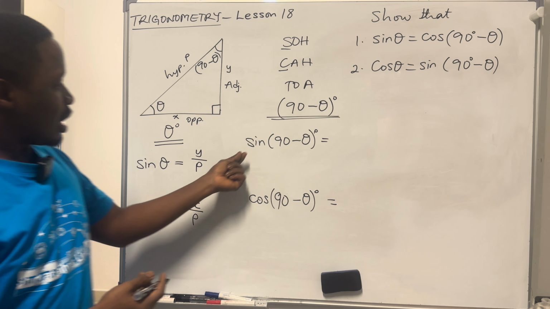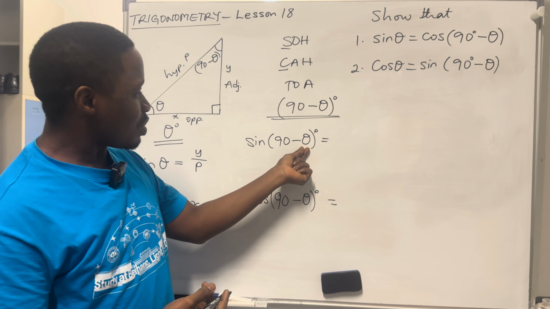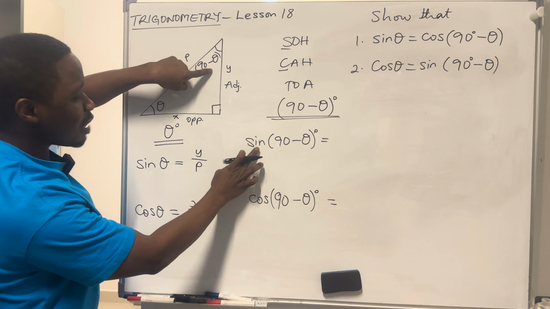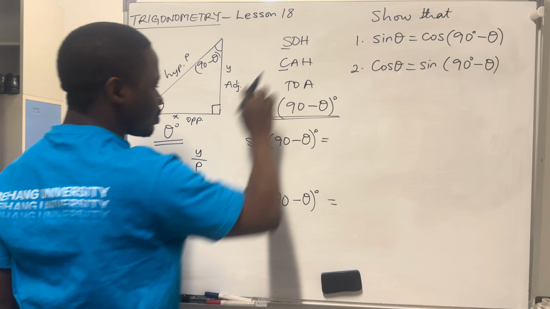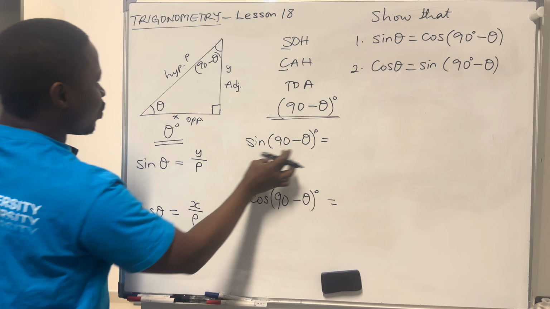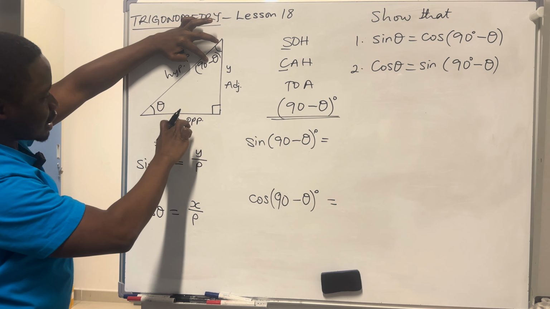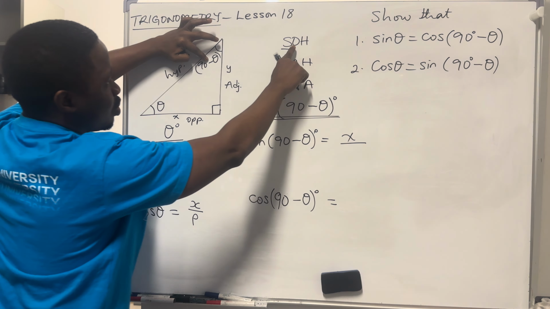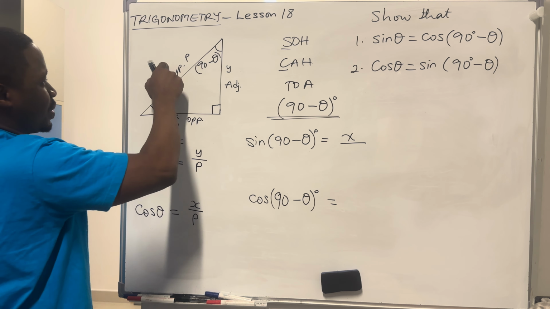So now we go. What is sine 90 minus theta? The reason you see 90 minus theta is because it's 90 minus theta we are considering now. But use the same definition for sine, which is opposite over hypotenuse. So for 90 minus theta, which is located here, what is the opposite? The opposite is x. Opposite over hypotenuse. What is the hypotenuse? The hypotenuse is P.